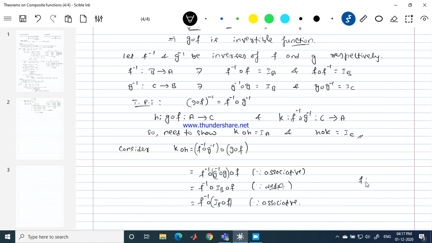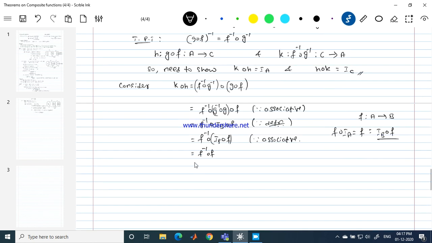For a function F defined from set A to B, we know that F is equal to IA composition F and is equal to F composition IB. So F composition IB is nothing but F. So it is F composition F inverse. F composition F inverse is equal to IA. So this is what I wanted to prove. That's done now, it's an identity function on A. First part is done.